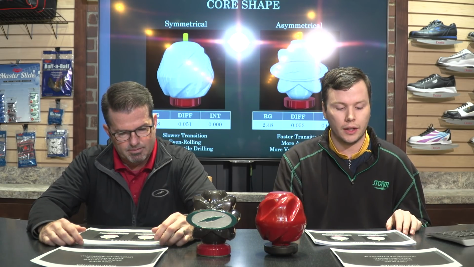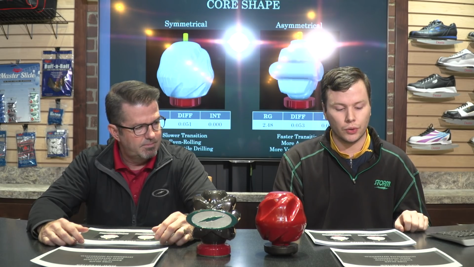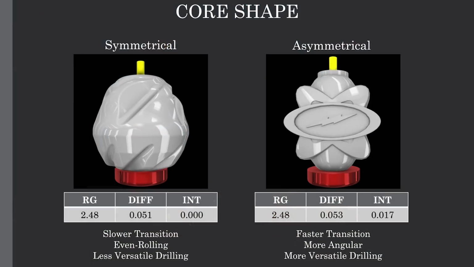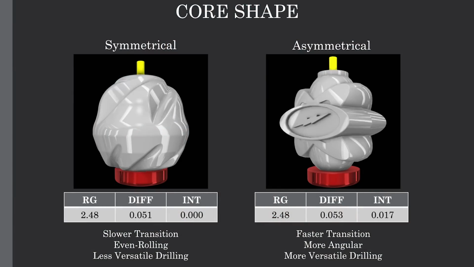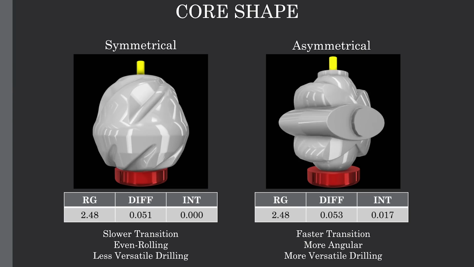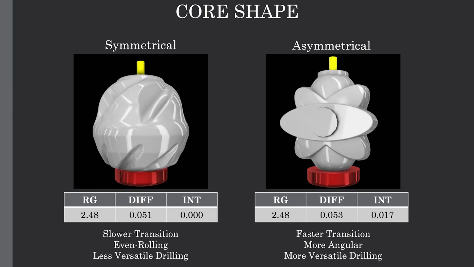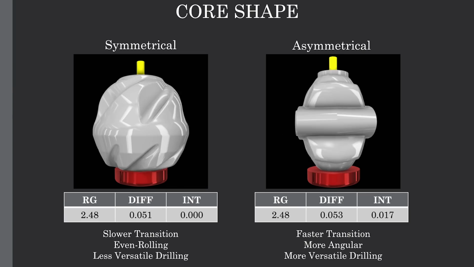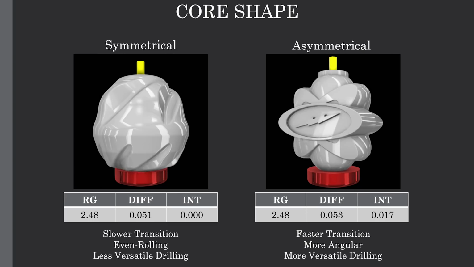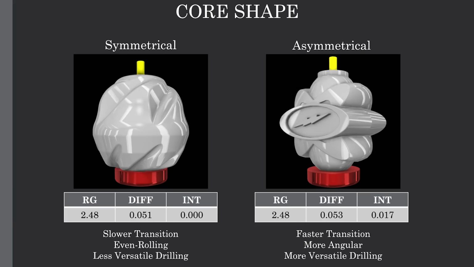Let's start with the symmetricals. You can see that we have 2.48 on the RG. This is a velocity core found inside the Phase 2, Phase 3. 2.48 is a pretty low RG number. That number can vary anywhere from 2.46, I think, is the limit, up to 2.80. So 2.48 is definitely pushing the lower end of the spectrum.